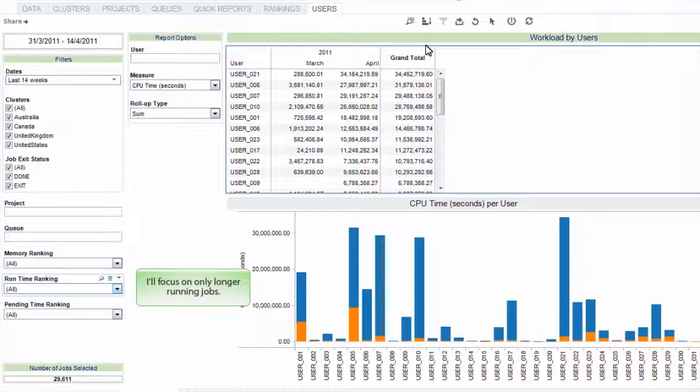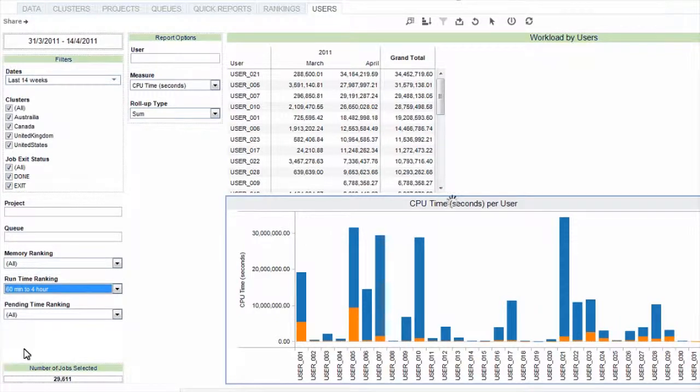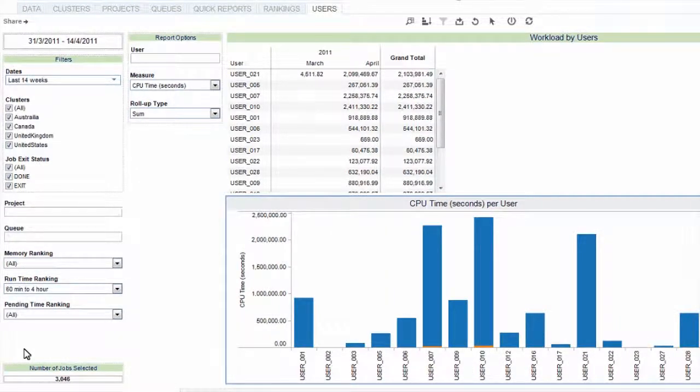I might want to focus on the subset of my users submitting long-running jobs between 1 and 4 hours in duration. And now we see our smaller community of users. We could perform more analysis looking at them by project, by cluster, understanding the number of jobs they're running, and so on. Let's wrap up and summarize some of the benefits of the workload accounting dashboards.